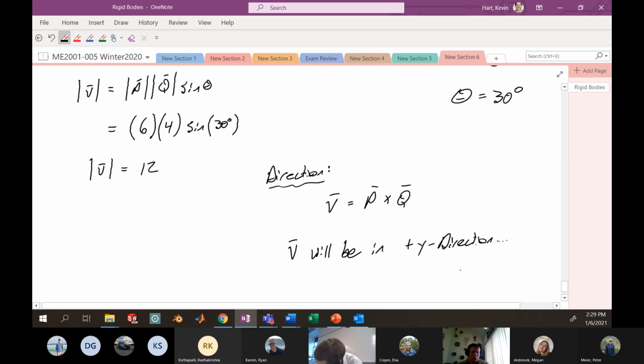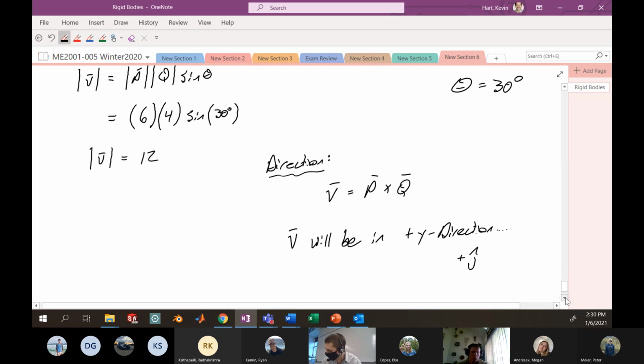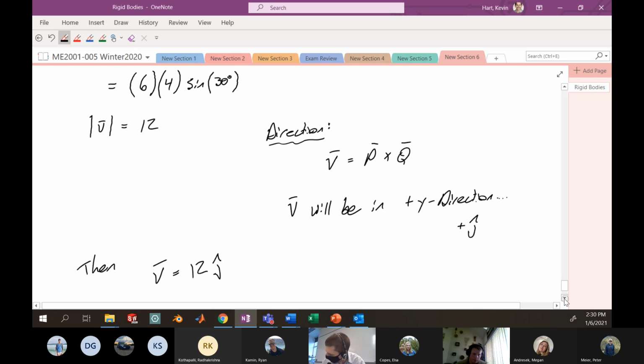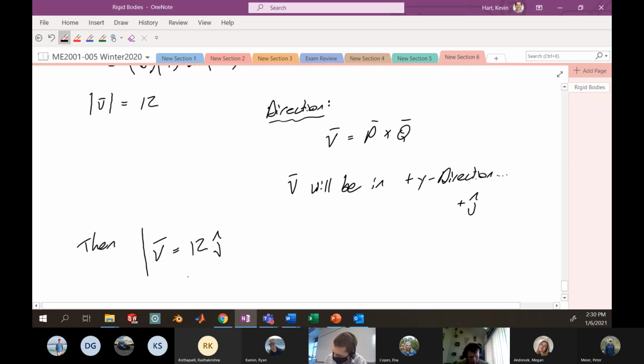Or if we're using unit vectors, positive j hat, all right? So I know my magnitude here is 12. I know my direction, positive j. So then we can say that the vector V is the magnitude of the vector, which is 12 units, and the direction that it points here is j hat. Okay, very simple example, but hopefully it's illustrative of vector products and what they are.